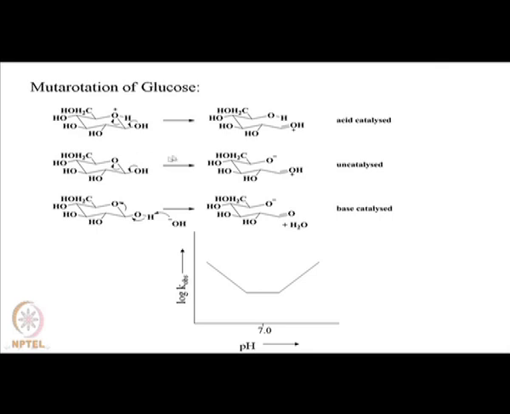And you can study this mutarotation reaction polarimetrically. In one case you use acid, in another case you use base, and in the third case you do not use acid or base, or basically you use a pH 7 buffer, where the concentration of H plus or OH minus will be very low. You can study it polarimetrically and find out the rate, because with time your optical rotation changes, and from this change in optical rotation you can find out this observed k.